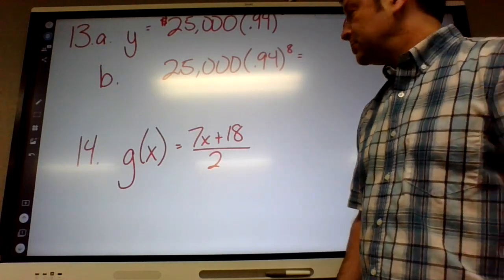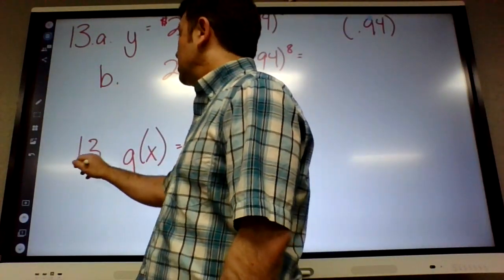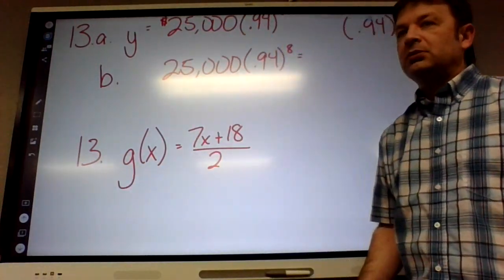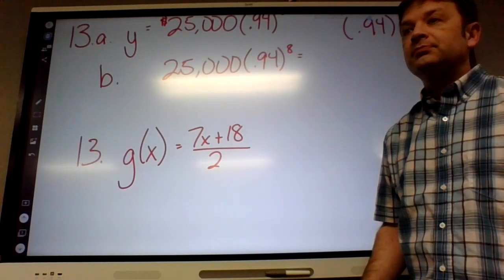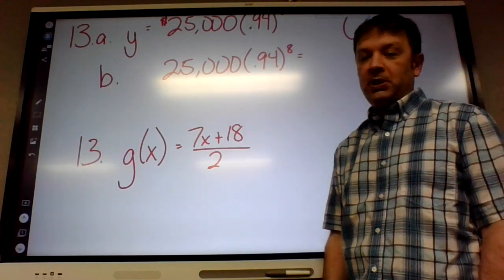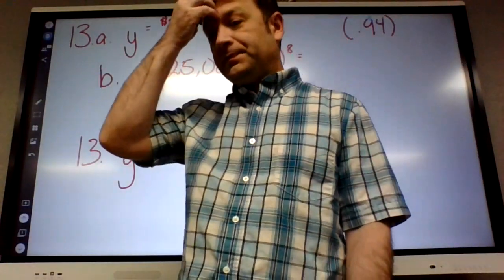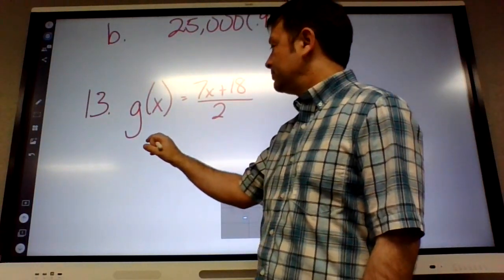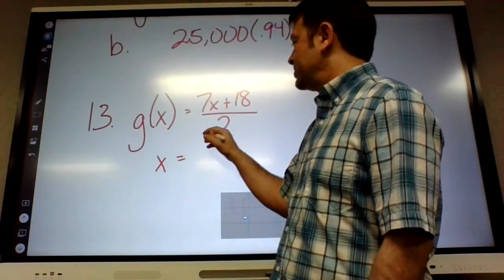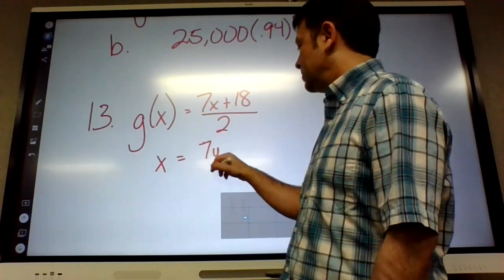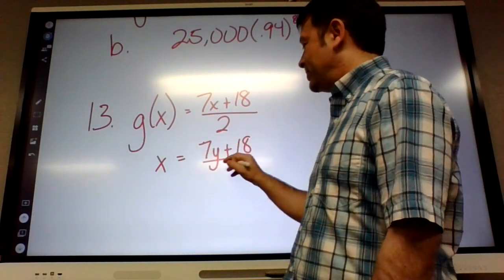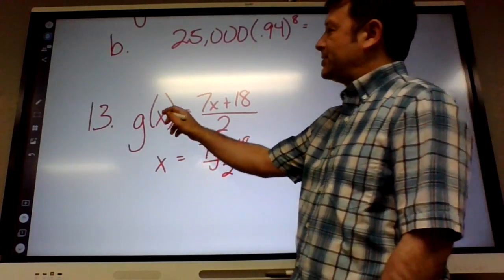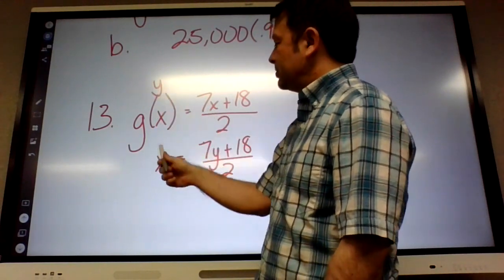That's 13, isn't it? Oh, whoa. 13. All right. So, how do we find the inverse function? How did we do that? Switch the x and y. So this will be 7y plus 18 over 2. That's basically what inverse means, the variables switch places. So the g of x is like the y, so it becomes the x.